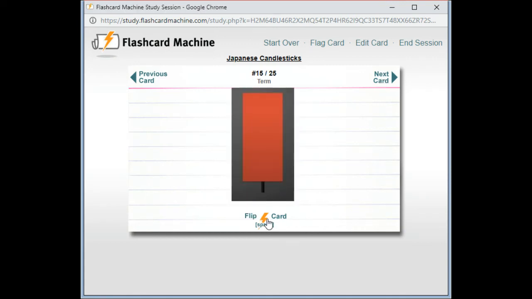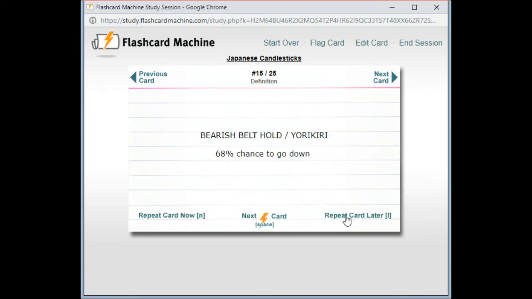Anyone? It just looks like a bar, but you see that tail at the bottom. Bearish belt holder, you'll see me call it a Yorikiri bar. 68% chance to go down, especially on a reversal.